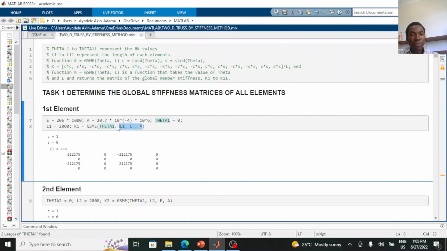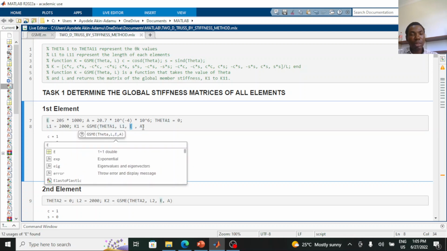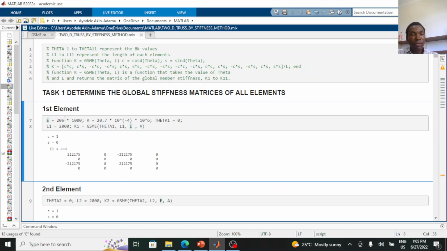The function takes 4 input parameters: the angle of each element, the length, the Young modulus, and the cross-sectional area. Before running this code, I've defined E as my Young modulus. I'm working in units of Newton for force and millimeter for length. So the Young modulus is 205 kilopascal, so that's why this is defined as 205 times 10 to the 3 Newton per millimeter square. The area is given by this.